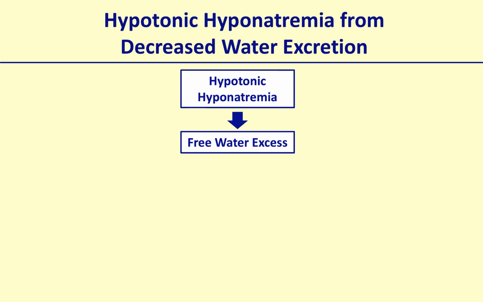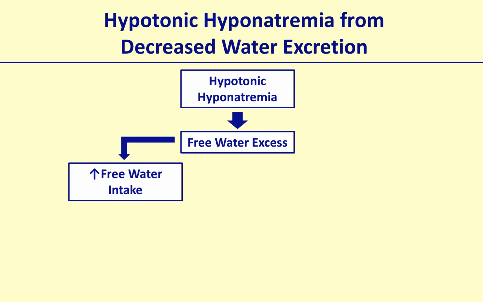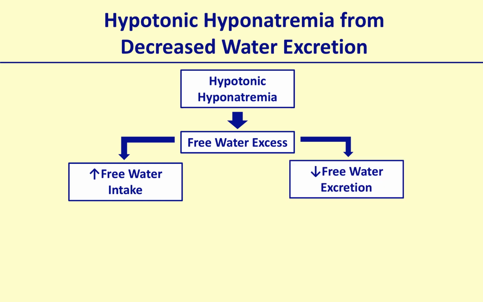Now, how does somebody develop excess free water? There are 2 main reasons. One is because this person is drinking too much water, to the point that it exceeds the maximum renal excretory capacity for water. So, increased free water intake. And the other reason is that we're not drinking a lot of water, we're drinking a normal amount, but the kidneys have trouble getting rid of the water, so decreased free water excretion.